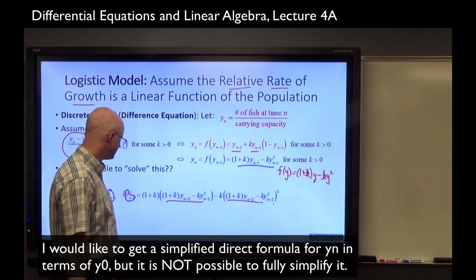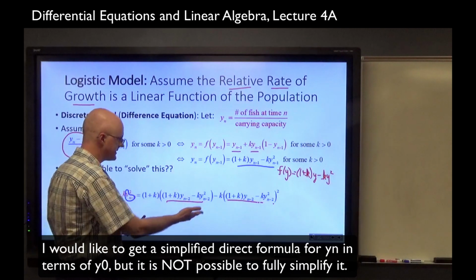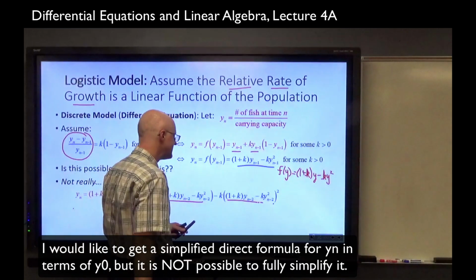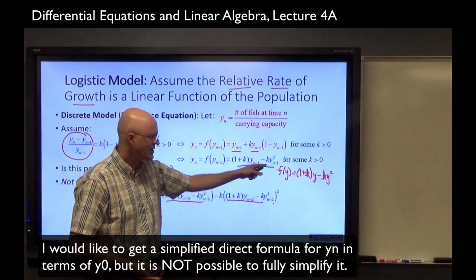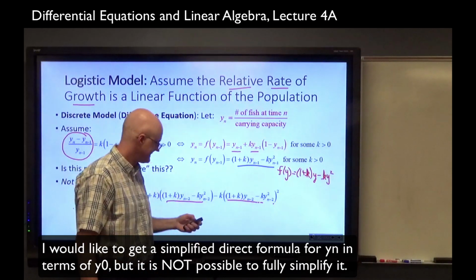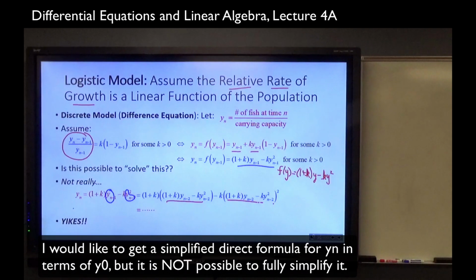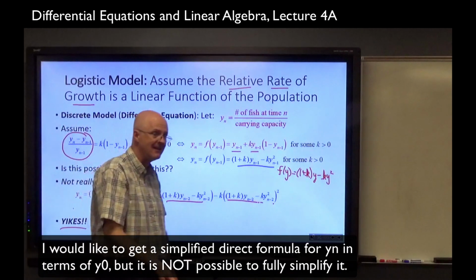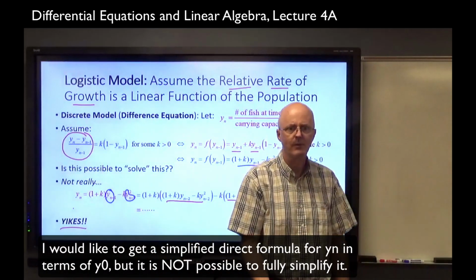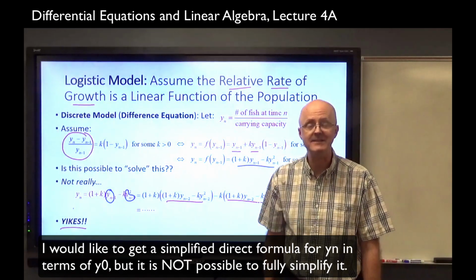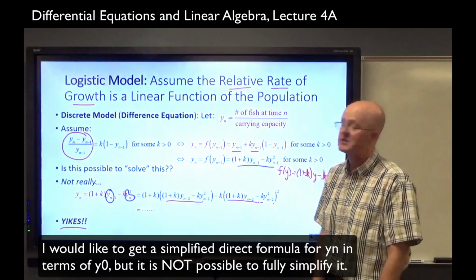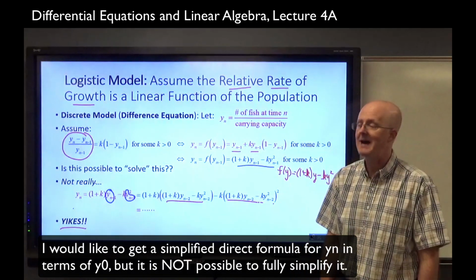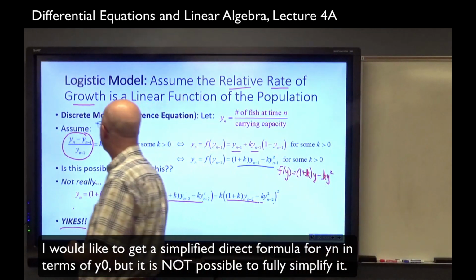I mean, yes, I could continue simplifying. I could distribute the 1 plus k through here. I could distribute the k through here, there, after squaring it, in fact. And then I guess I'd have to replace the yn minus 2s with this expression involving yn minus 3s. I don't think I want to do that. Yikes! And you'd want to do it again and again and again. In fact, you'd want to do it N times, essentially, to get yn in terms of y0. I don't want to do that. You don't want to do that. Pretty much nobody wants to do it. It's not really possible to solve this in a simple way.